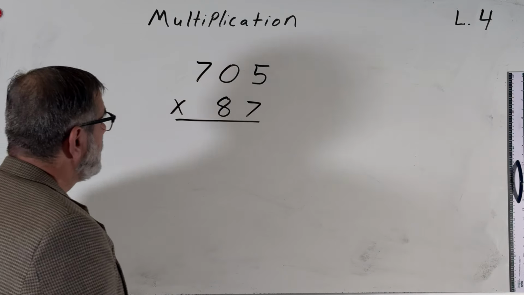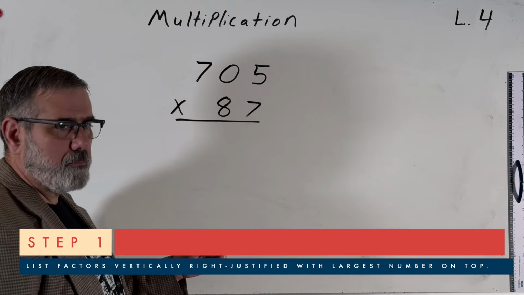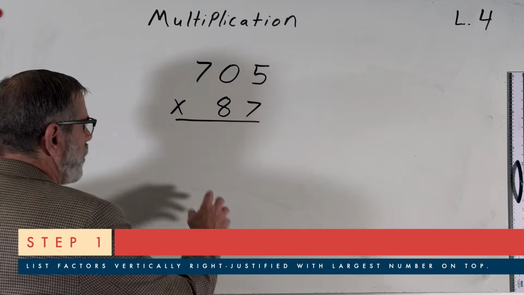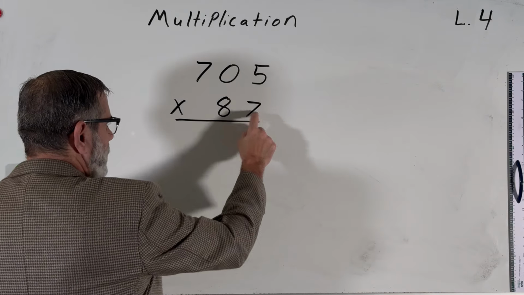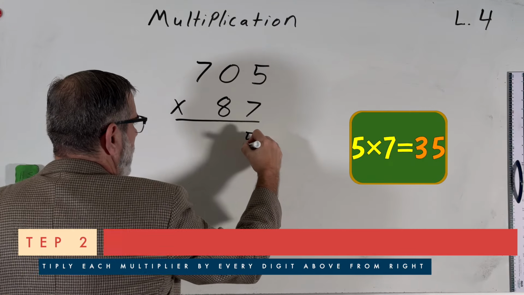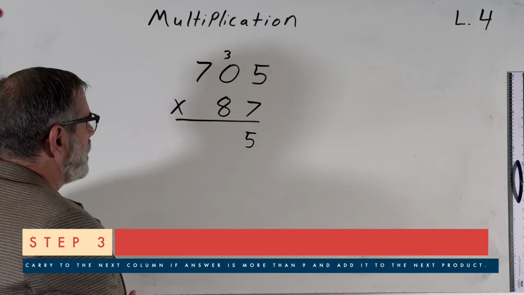Okay, so a little more complicated because we have a 3-digit number up above and just a 2-digit number down below. But we'll work it the same as before. We'll start with the 7 in the lower right-hand corner. 7 times 5 is 35. We'll carry the 3. Now what do we do here?